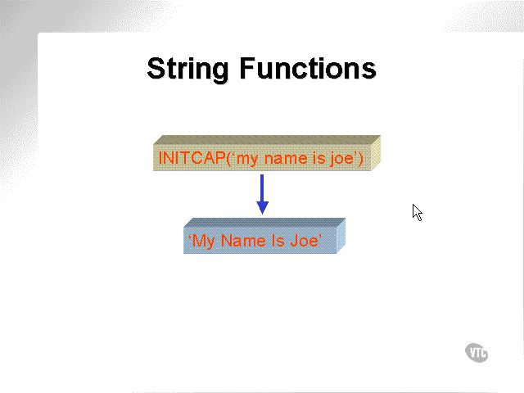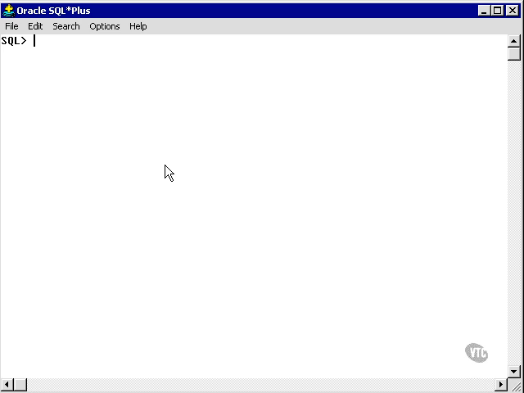Let's take a detailed look at string functions. Here we have a string function, initCat, which says change all the first letters in each word to uppercase. Passing through the initCat function gives me "My Name Is Joe." Let's try out that initCat function.